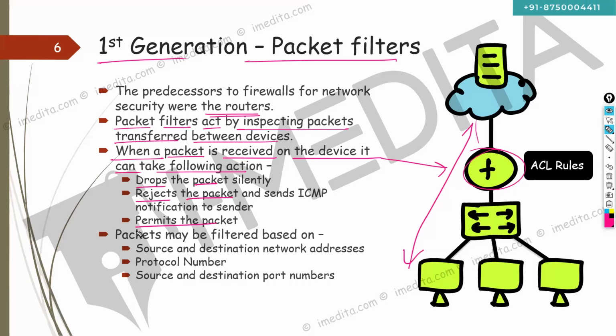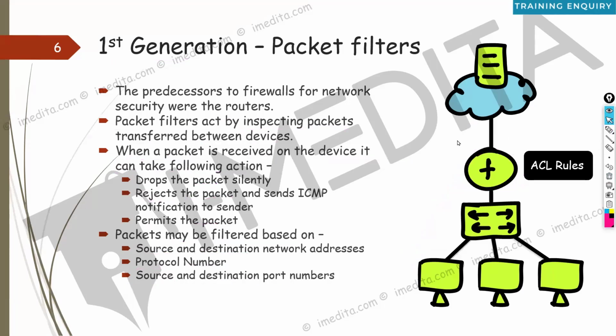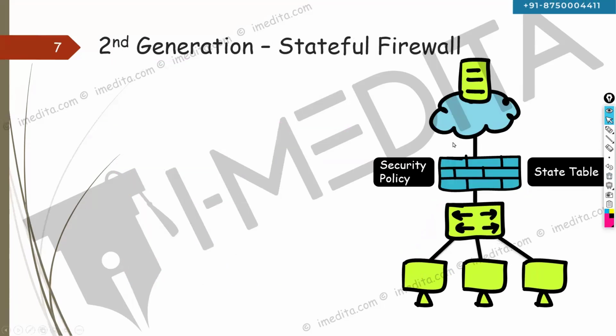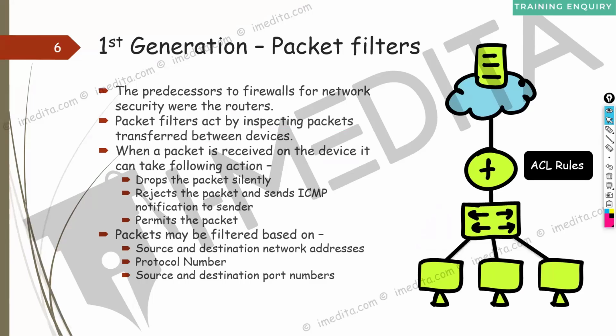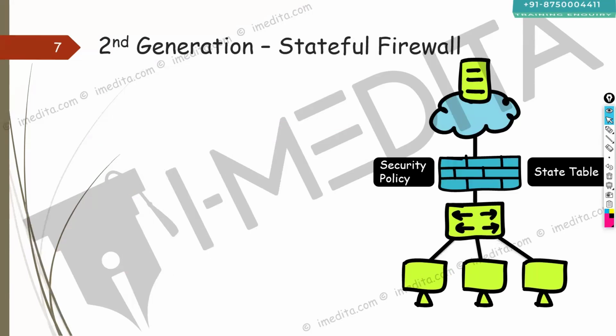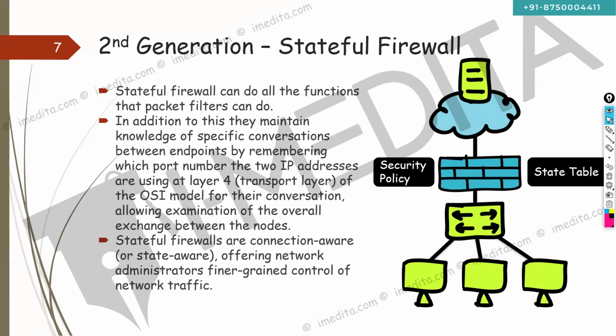And in the previous slide, I told you you can filter the traffic from layer 3 to layer 7. Same thing is mentioned here. Packet may be filtered based on source and destination IP, based on protocol, and based on port number. But here you will not learn advantage and disadvantage of packet filtering. It is just introduction.